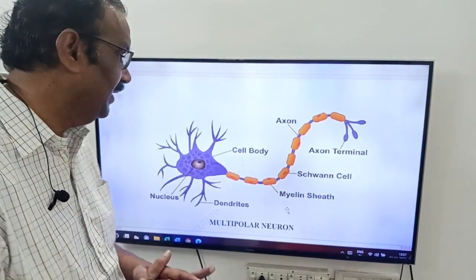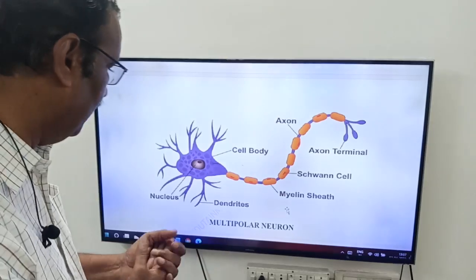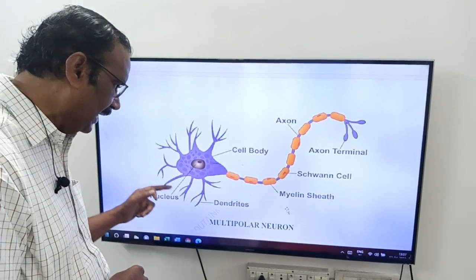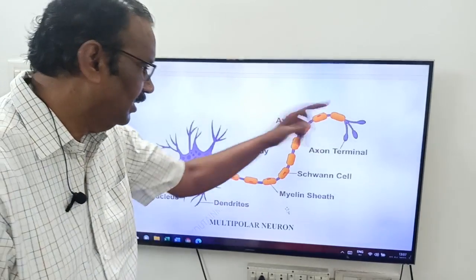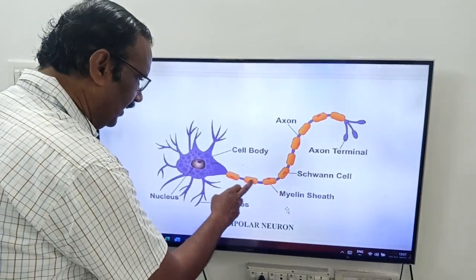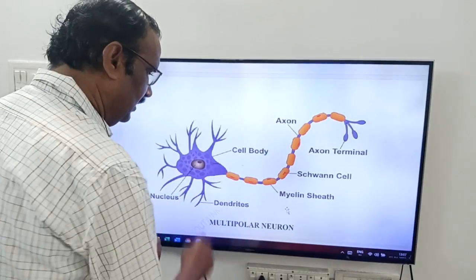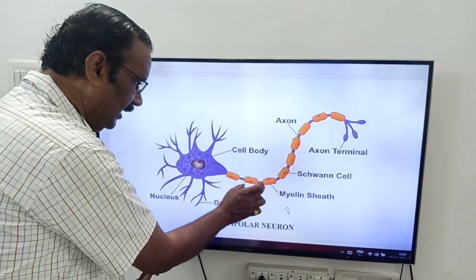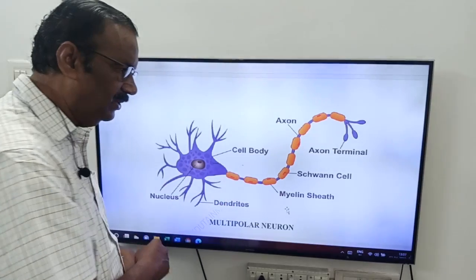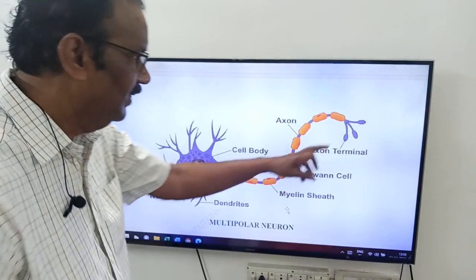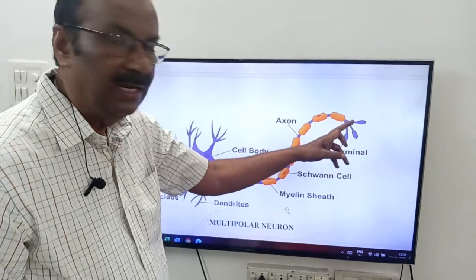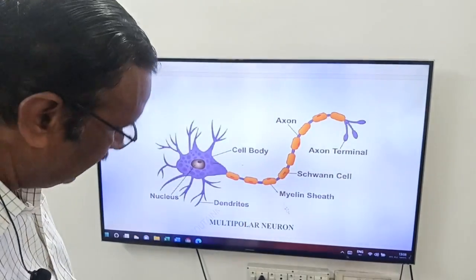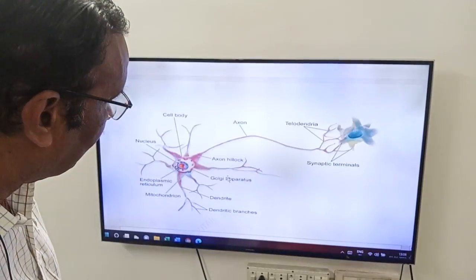Okay. Now you see, friends, this is a multipolar neuron. This is the nerve cell body. These are the dendrites. This is the axon. These are the myelin sheaths. These are the nodes of Ranvier. This and this is called what, friends? Internode. Okay, friends. Now these are what? Telodendrites.